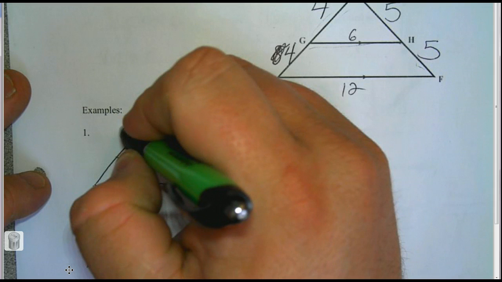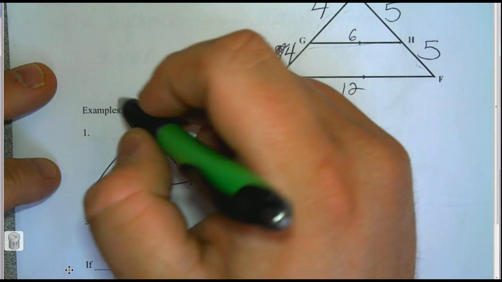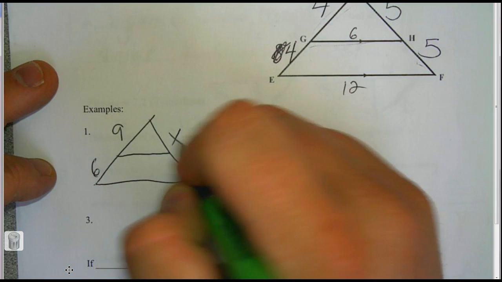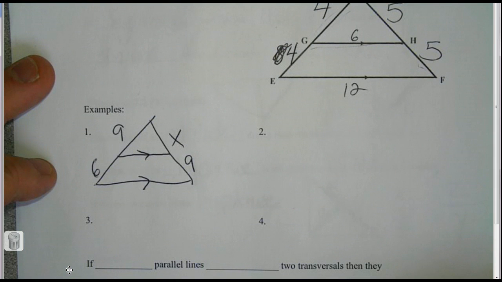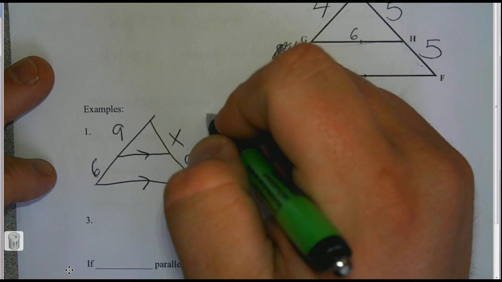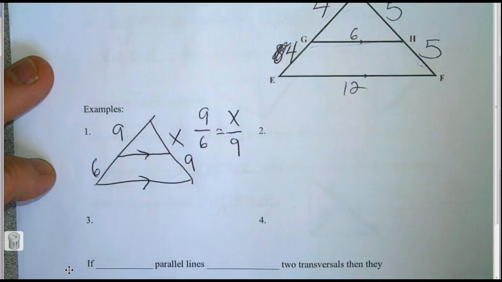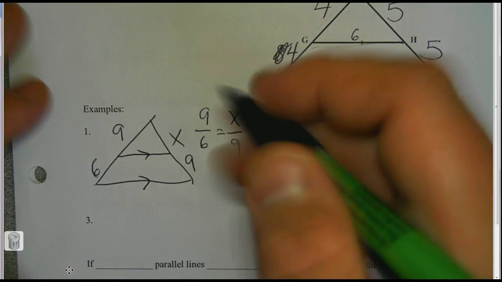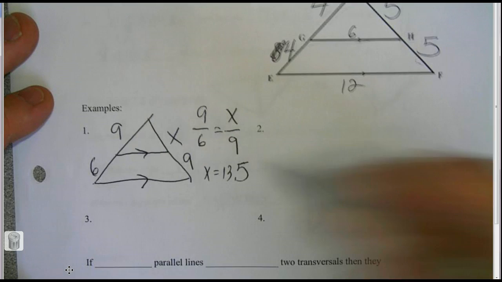But if this is, for example, 9 and 6 and X and 9, if these two lines are parallel, then we can set up the proportion 9 over 6 is equal to X over 9. Okay? And so then we can cross multiply and solve, and when we do all of that, we're going to find out that X is equal to 13.5.